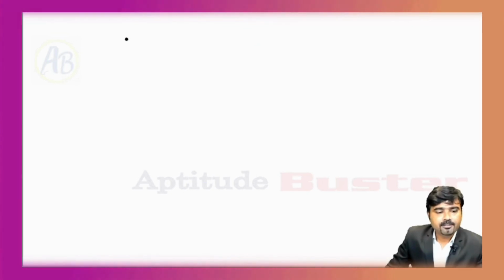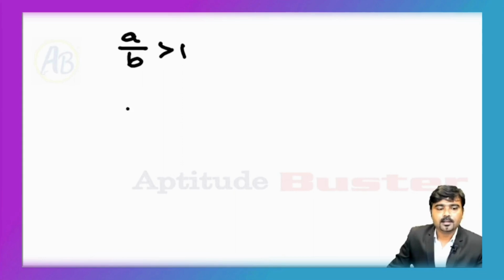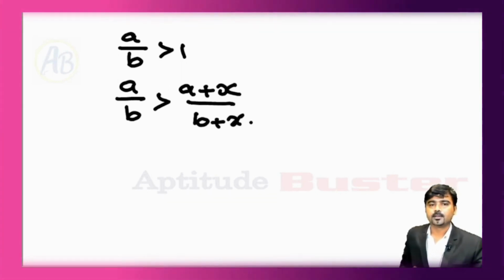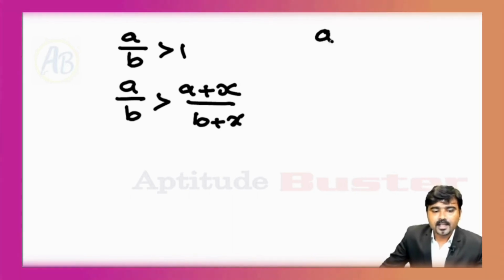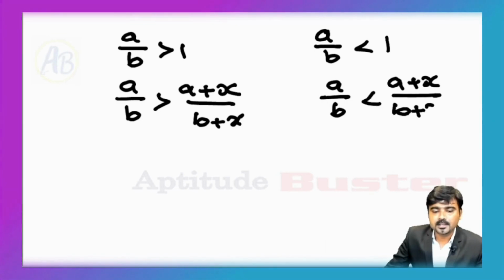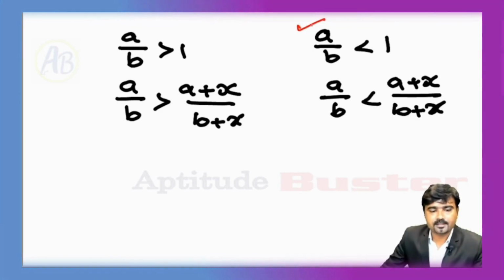Next one, if I take A by B greater than 1, then A by B greater than A plus X divided by B plus X. Okay, next one, if A by B less than 1, then A by B less than A plus X divided by B plus X. I'll give you one example for this case first.